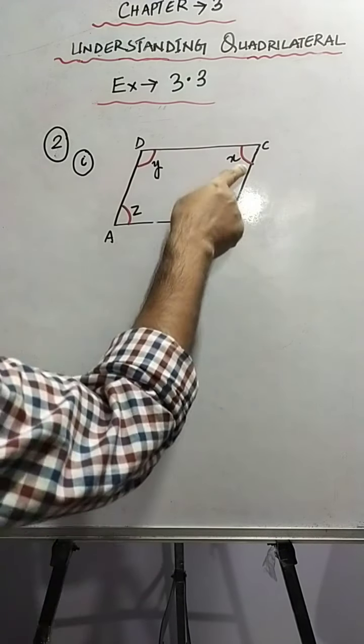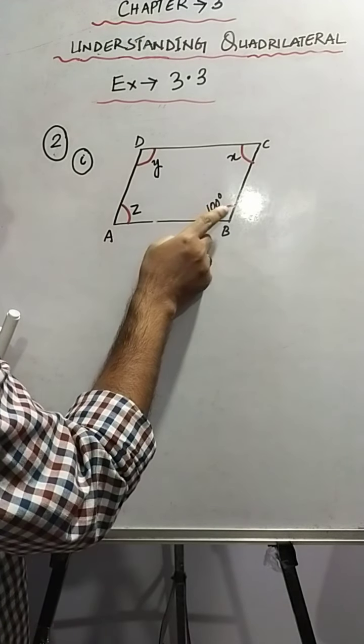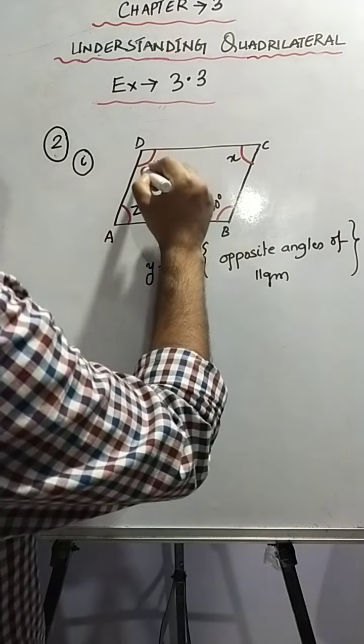This is a parallelogram, and in a parallelogram the opposite sides are parallel and equal. The opposite angles are also equal to each other. So the first thing we'll find out is the value of y. So y is equal to 100 degrees. And why are we saying y is equal to 100 degrees? It is because they are opposite angles of a parallelogram, and we know that opposite angles of a parallelogram are equal. Now this y part is done.